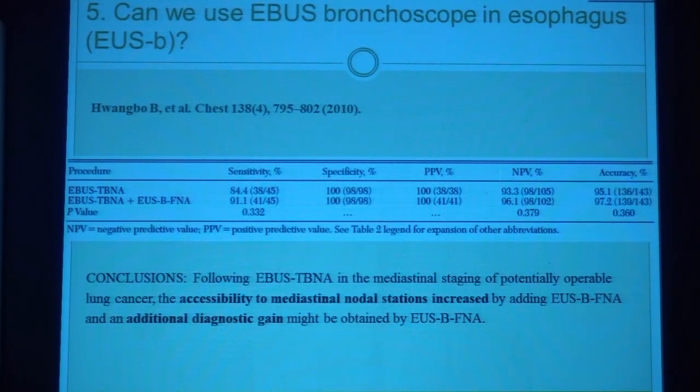in the same issue, one after another. The first one was Fang Bo and his group about using EBUS in the esophagus. They showed that the procedure is feasible, that the accessibility of mediastinal lymph node stations is increased, and that additional diagnostic gain might be obtained by using the bronchoscope in the esophagus. Here we see the numbers. If we just do the normal EBUS TBNA, the negative predictive value is a little bit more than 93%, but if we go into the esophagus, the negative predictive value is a little bit bigger. It's not statistically significant, but we can see that it's better than doing it only one way.